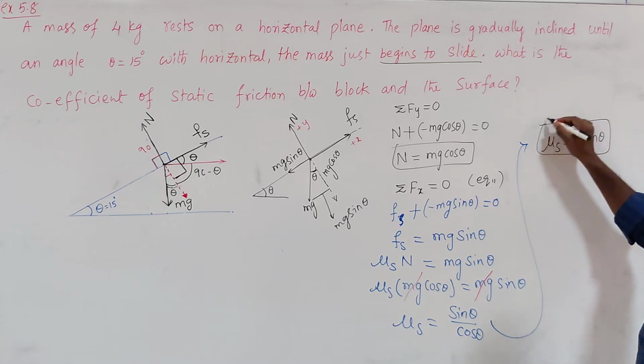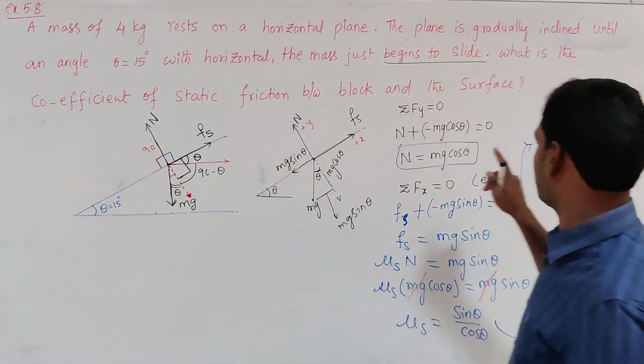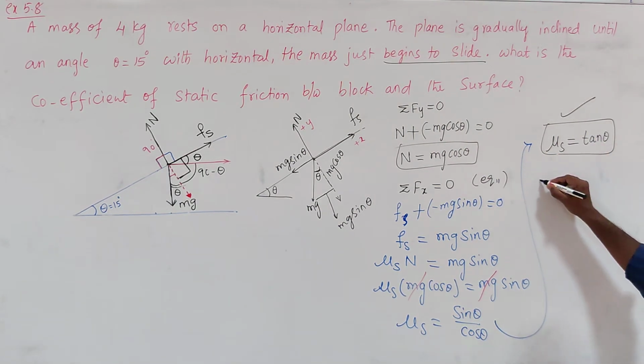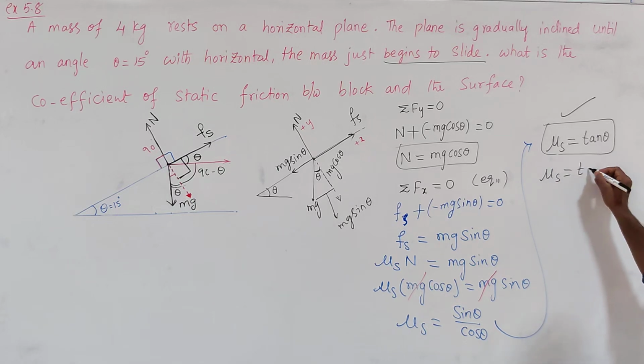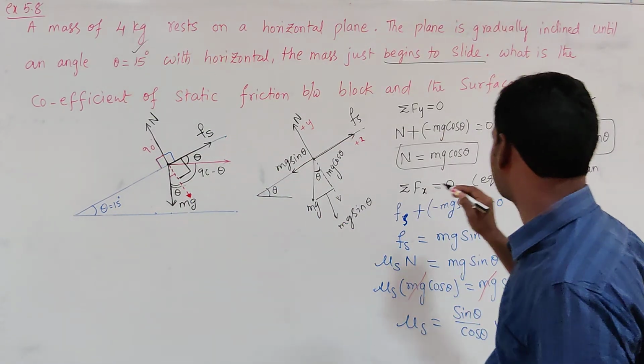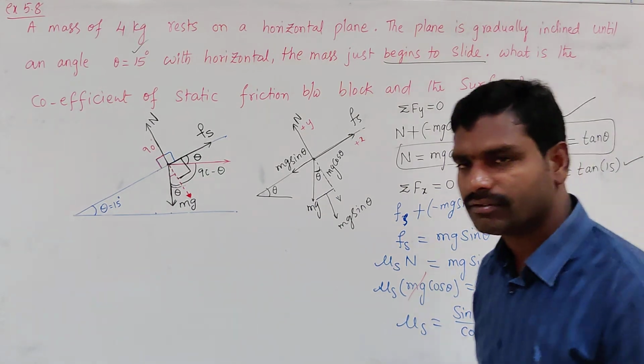He asked us to find the coefficient of static friction. The coefficient of static friction is simply tan theta, that is mu s is equal to tan theta. He mentioned theta as 15 degrees. So mu s equal to tan 15 is the final answer.